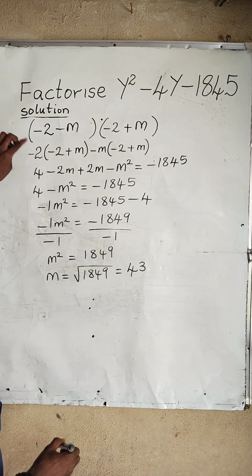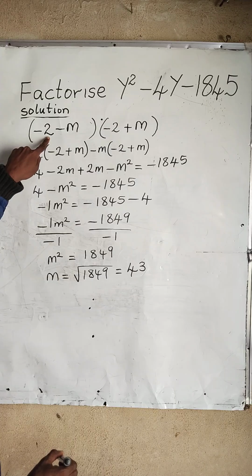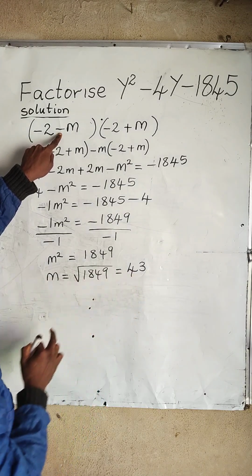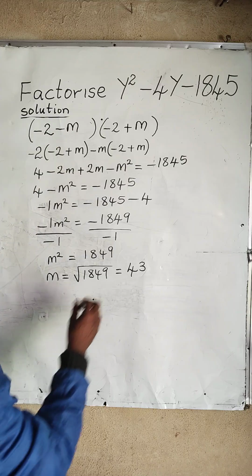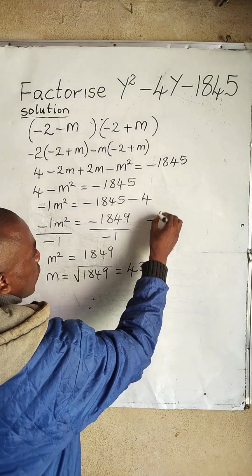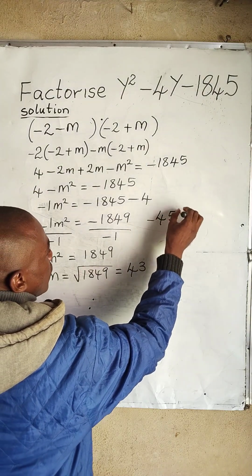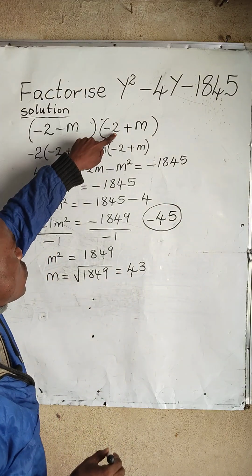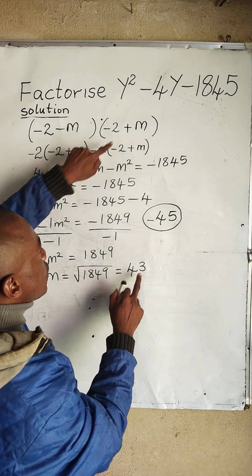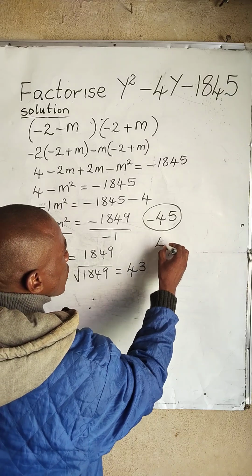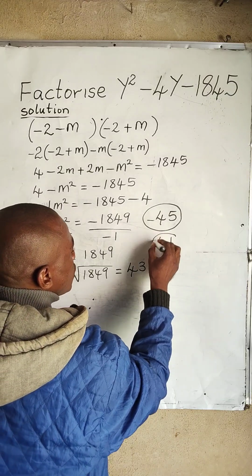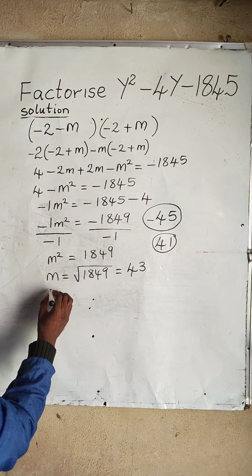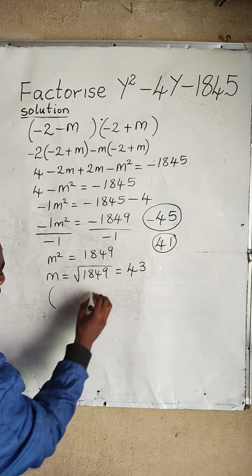Now, this 43, I will take it to this bracket. So, it will now become minus 2 minus 43. It will give us minus 45. I will go to the other one and do minus 2 plus 43. It will give us plus 41.